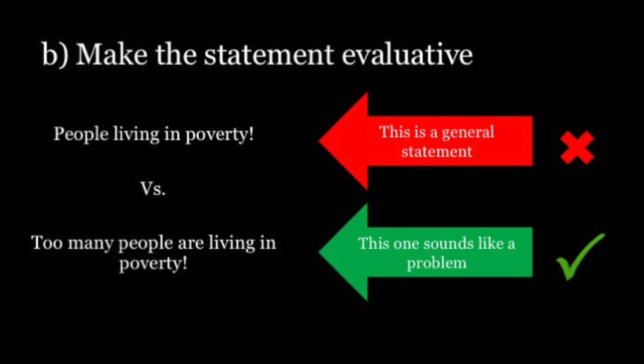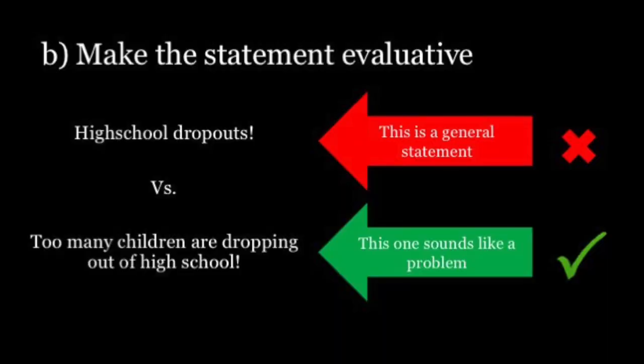However, if you say too many people are living in poverty, then that's an evaluative statement. You are saying that you know the number, you researched the number, and you consider that number to be too high. There's too many people living in poverty, and that's what makes it a problem, right? Or consider this one, high school dropouts. Is that a problem? Not as it's stated. But if you were to state it as too many children are dropping out of high school, then you know the number and you're saying that that number is actually too high, right? It has become a problem.